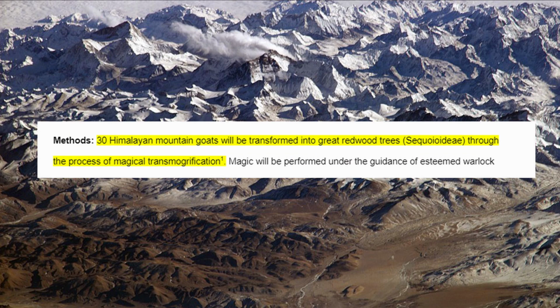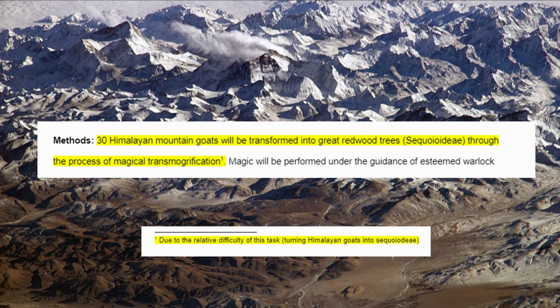If we look at the first sentence, we can see that 30 Himalayan mountain goats will be transformed into giant redwood trees through the process of magical transmogrification. Right off the bat, we are stating what our research is involving. What is happening? The Himalayan mountain goats are going to be turned into Sequoiadae redwood trees. We then proceed to state the process by which this will happen, magical transmogrification, and then further define its meaning and purpose in a footnote.